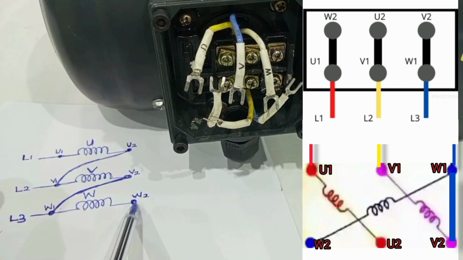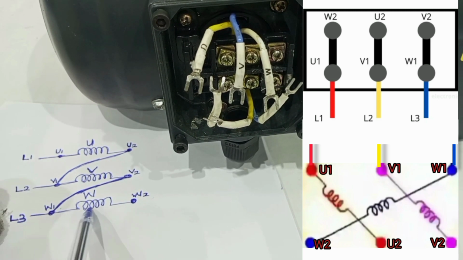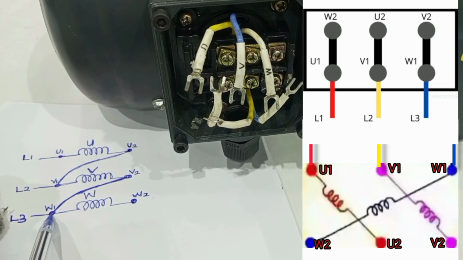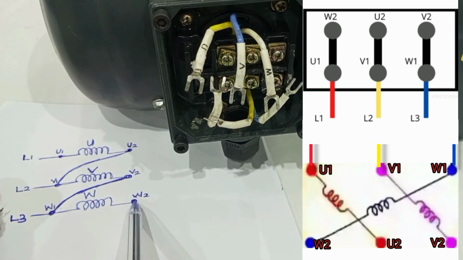Okay, and then for coil W to get energized when the three-phase supply is closed, we already have line 3 connecting to the beginning of coil W, but the end is open. And so we have to connect another phase to this coil W.